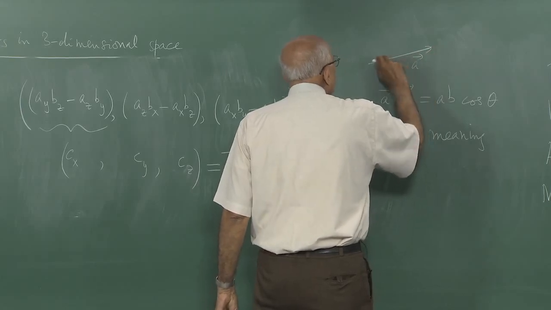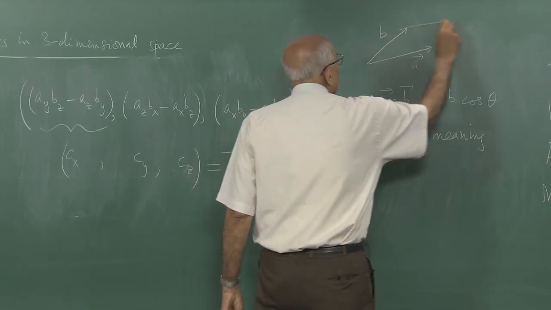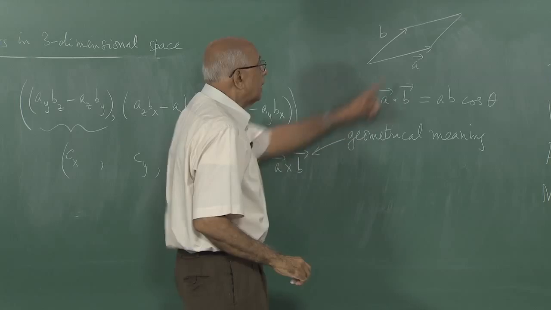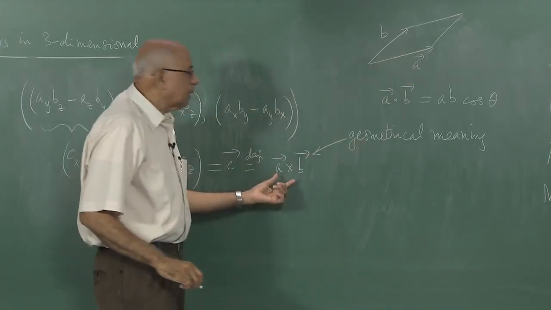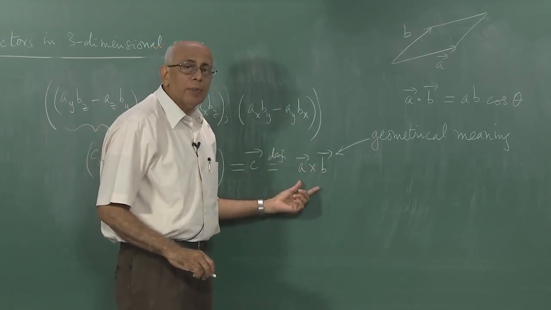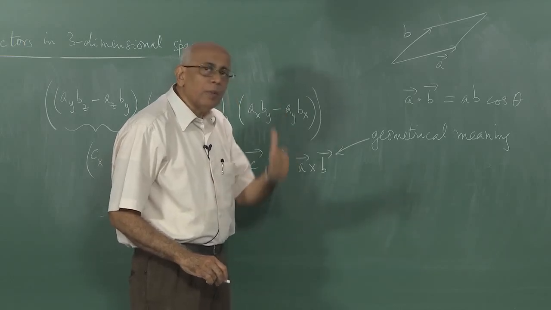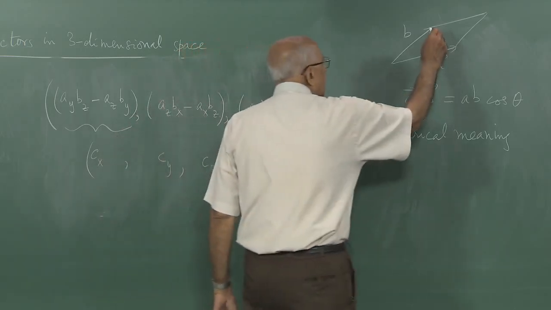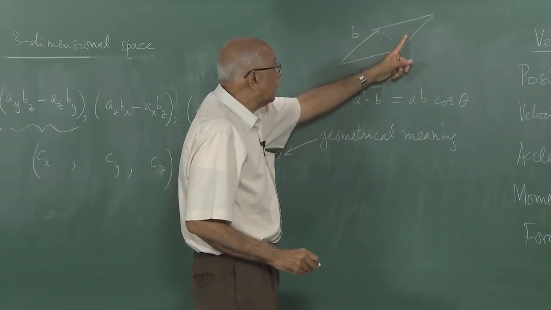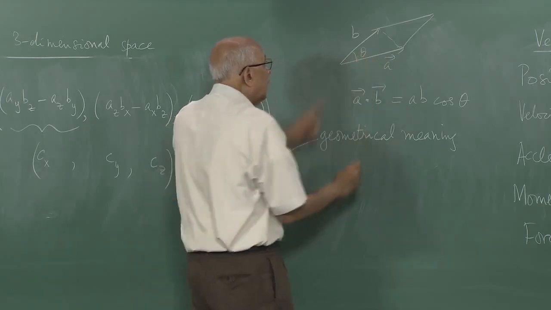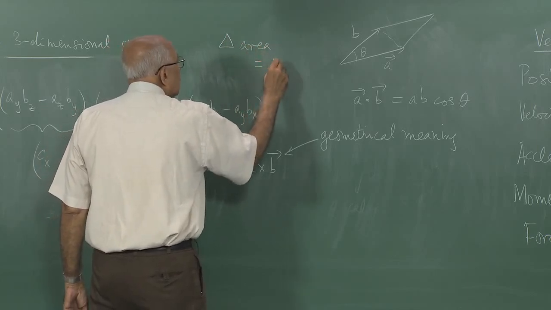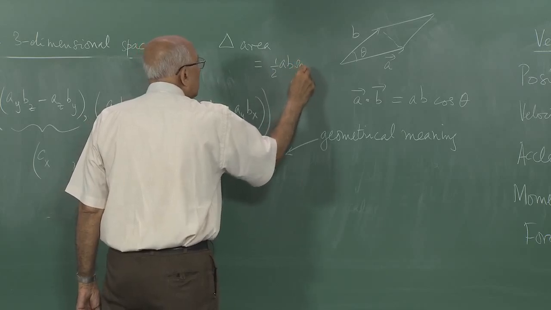So here is A, there is B, and you can extend this and form a parallelogram, and it turns out that the area of this parallelogram is given by the magnitude of this vector, and the direction of this vector happens to be the direction normal to this parallelogram. You are already aware of the fact that if I took this triangle, the diagonal here, this area is equal to that area, and if this angle is theta, then the area of the triangle is equal to half A times B times sine theta.